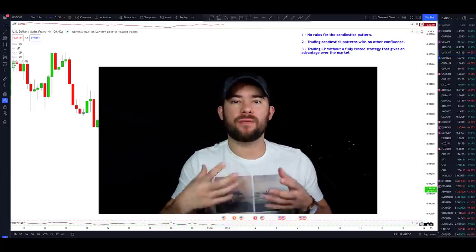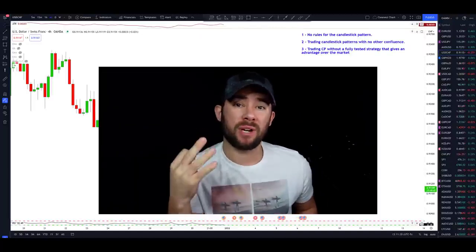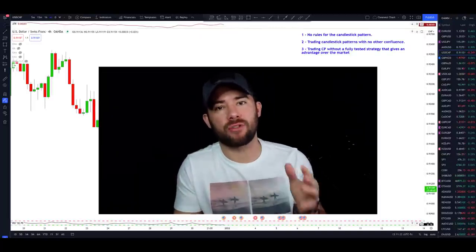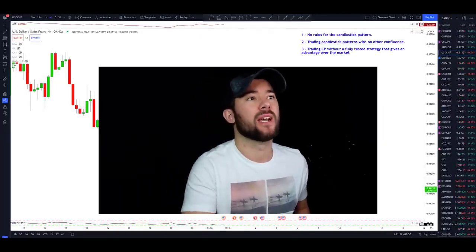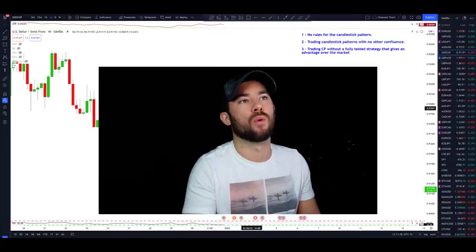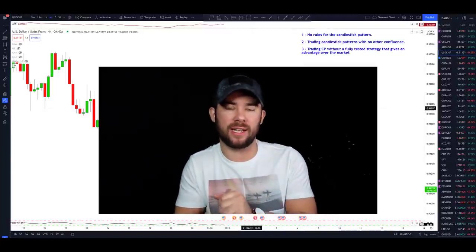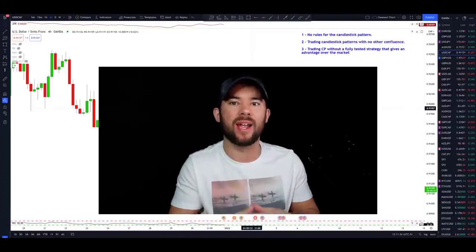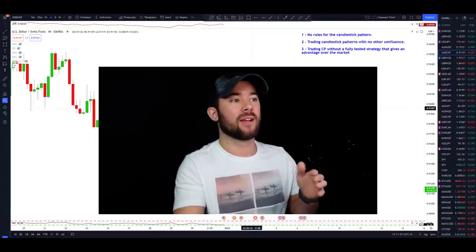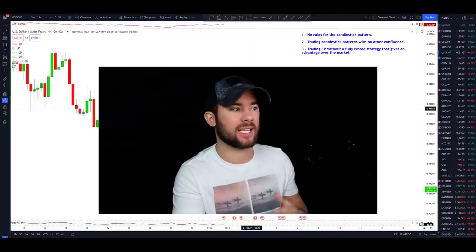To begin with, let's very briefly go over the top 3 mistakes traders make when trying to trade candlestick patterns. They're in the top right corner of the screen. As you can see, mistake number 1 is having no rules for candlestick patterns. In order to trade profitably, we must have a consistent way of trading these patterns. And we're going to use hammer candles as an example right now.